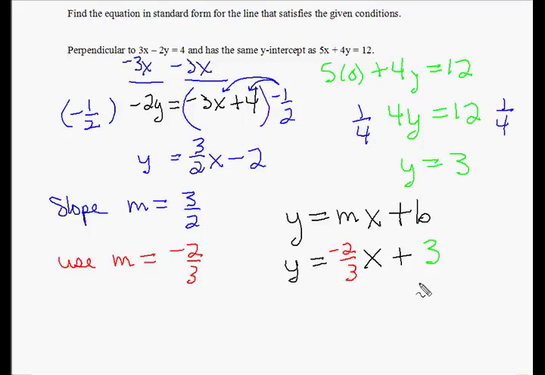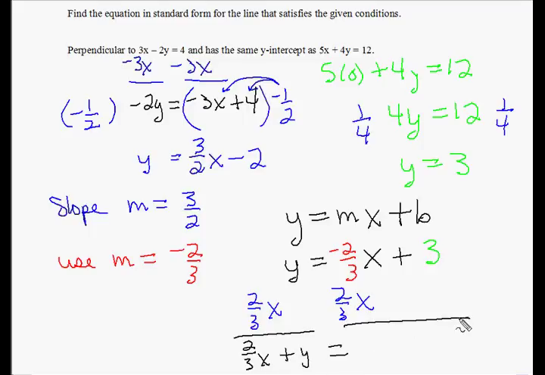Okay, now we're going to put this into standard form, which means the variables need to be on the same side of the equation. So we need to add a positive 2/3 x to both sides of the equation. And we have 2/3 x plus y is equal to 3. This is still not yet in standard form because we have a fraction as a coefficient and they need to be integers, positive integers for the coefficient of x.